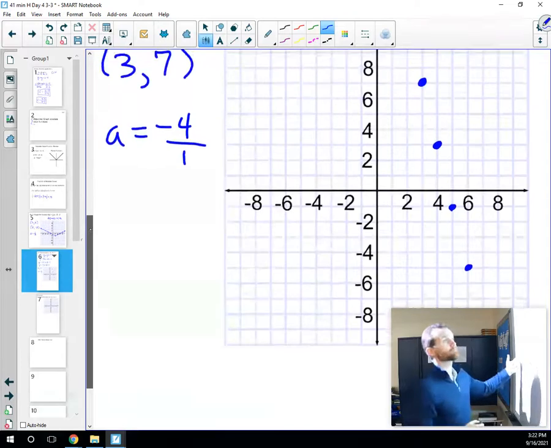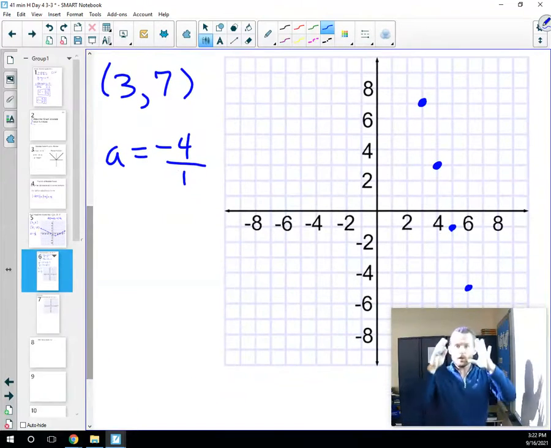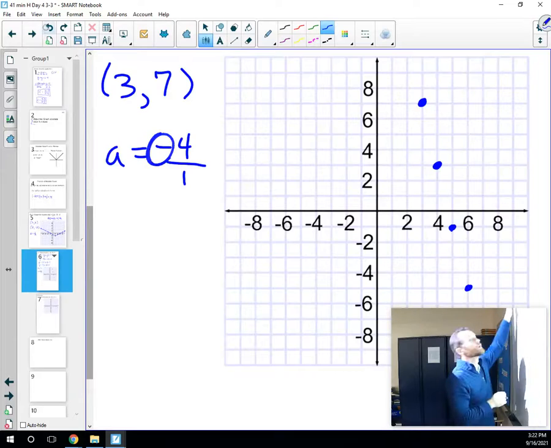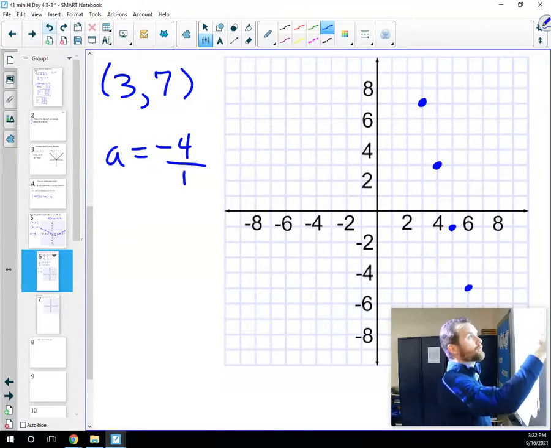In the opposite direction, we want to create a V. Here it's going to be an upside down V because a was negative. So we go down 1, 2, 3, 4, and left 1 as many times as we can.